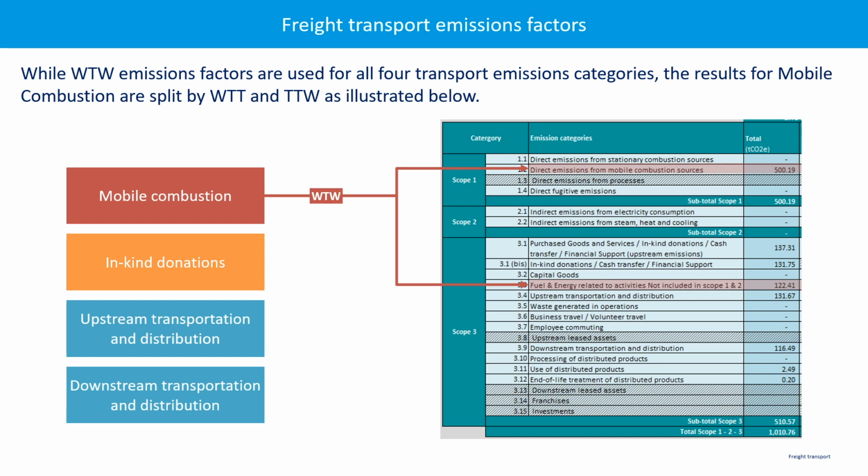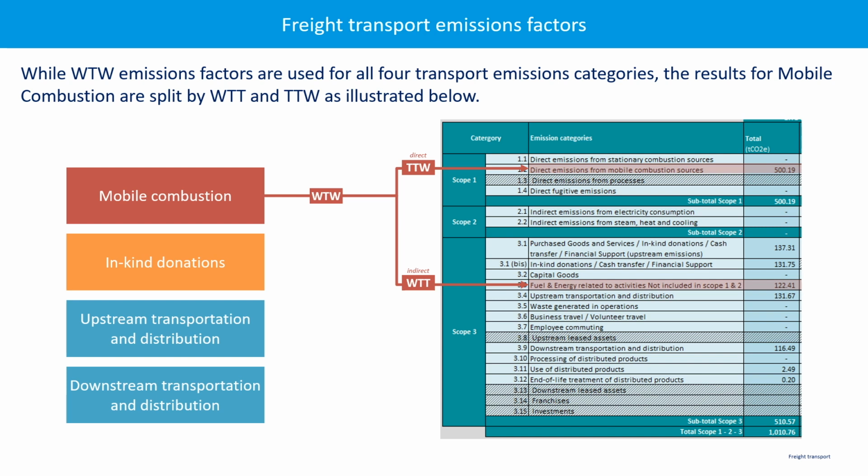While all transport emissions factors in the Humanitarian Carbon Calculator tool are well-to-wheel emissions factors, the emissions from the mobile combustion category are split in two. Tank-to-wheel emissions are direct emissions. These are indeed the emissions resulting from the driving of vehicles owned by the reporting organization. They are thus directly emitted by the reporting organization. Well-to-tank emissions, however, are indirect emissions. These are upstream emissions, clearly not directly emitted by the reporting organization.